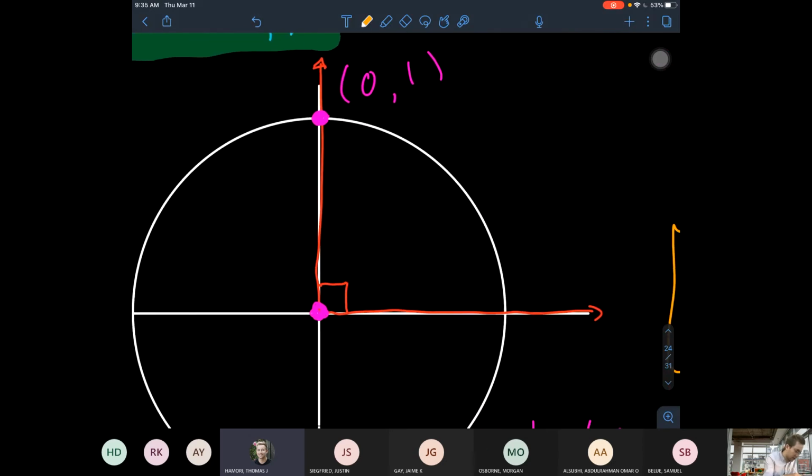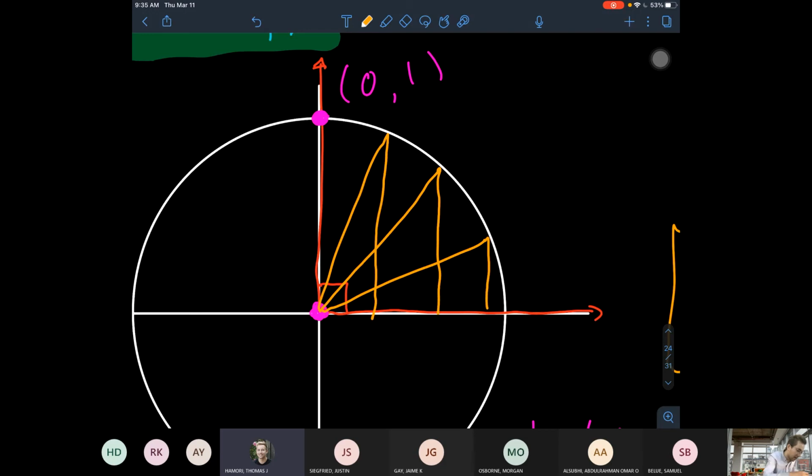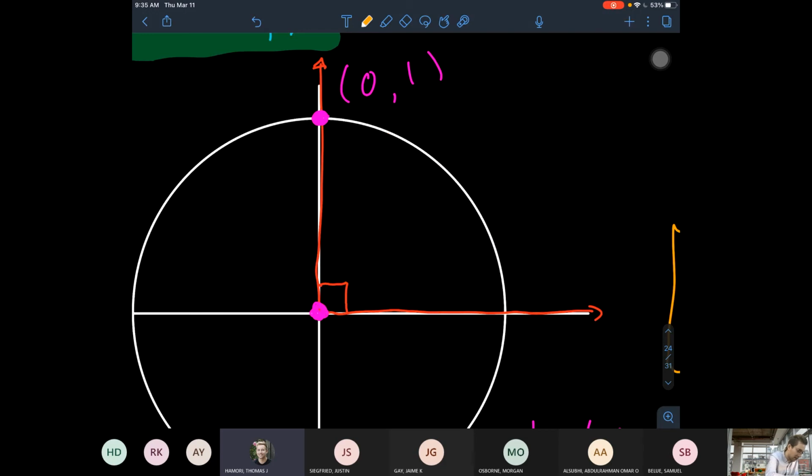Here's why. If I were to take some angle theta like this, I can draw a triangle, right? And as I draw more and more triangles moving up, what happens to my triangle? It becomes skinnier and skinnier to the point where it's barely even a triangle anymore. And as this angle comes all the way up to pi over 2, this triangle sort of collapses on itself.